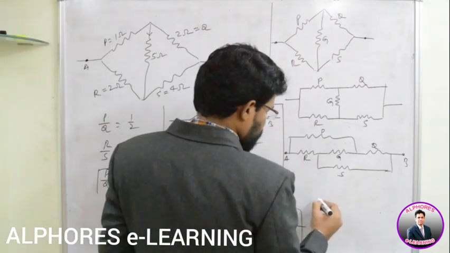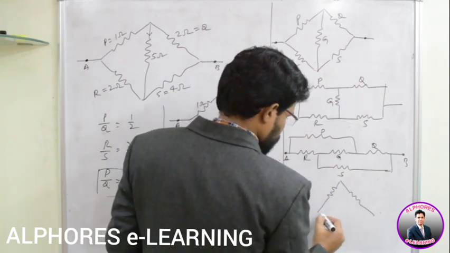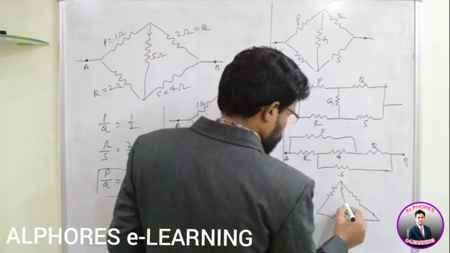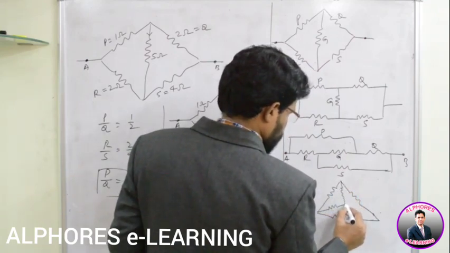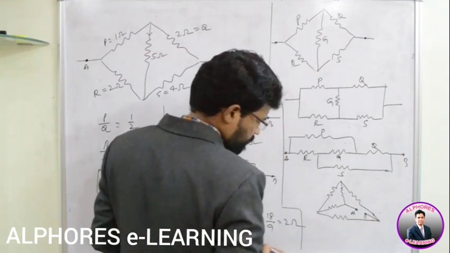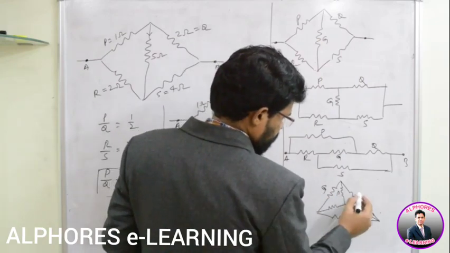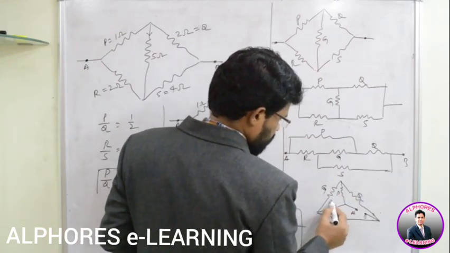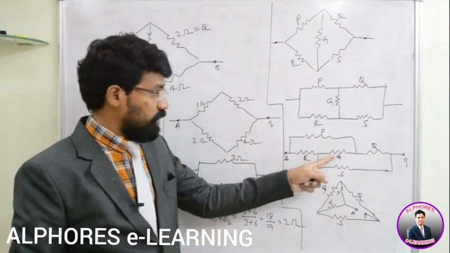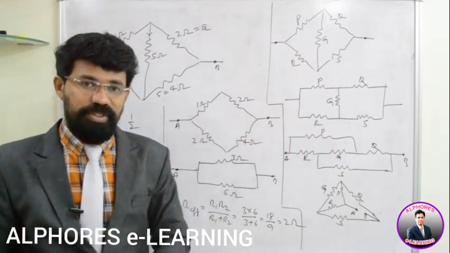In one more form also it can be drawn, something like this. Point A, point B. This is G, this one is P, Q, and this is R, this is S. This is also Wheatstone's bridge only. So these are different forms of Wheatstone's bridge.